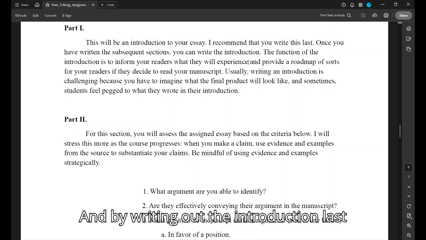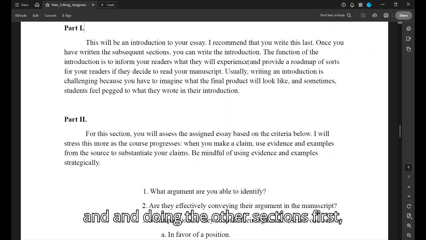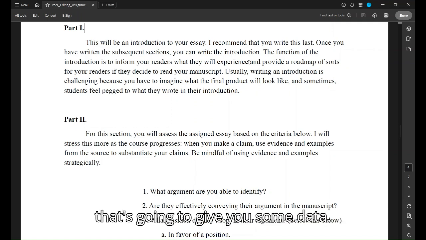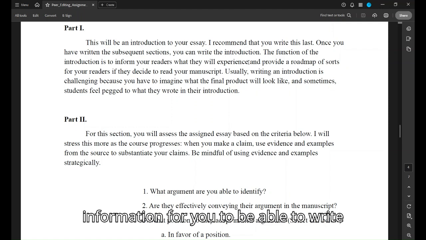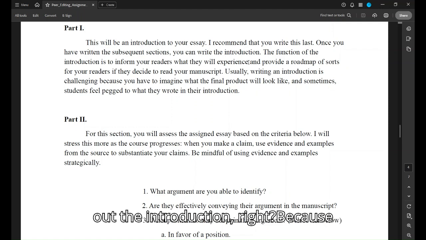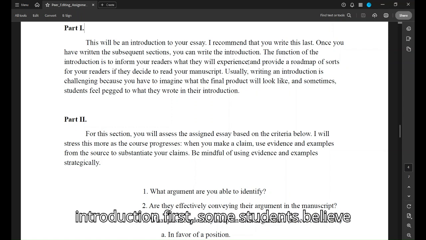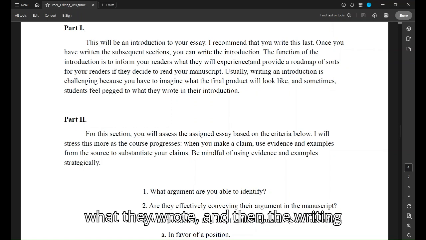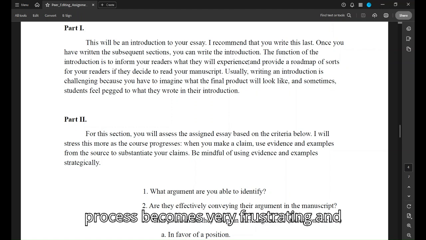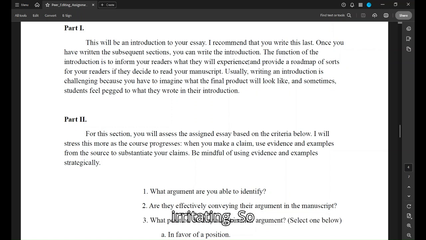By writing out the introduction last and doing the other sections first, that's going to give you some data, evidence, or information for you to be able to write out the introduction. Because sometimes if you write the introduction first, some students believe that they're wedded or pegged to what they wrote, and then the writing process becomes very frustrating and irritating.